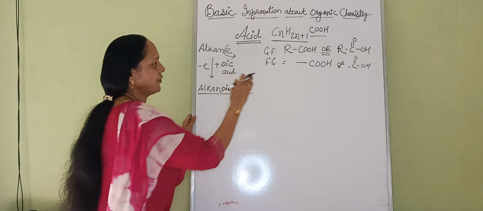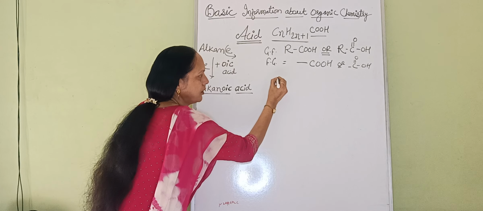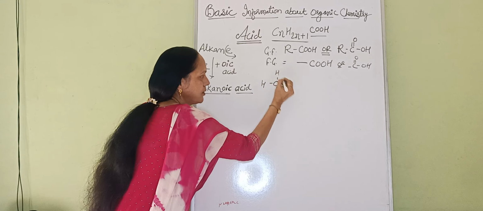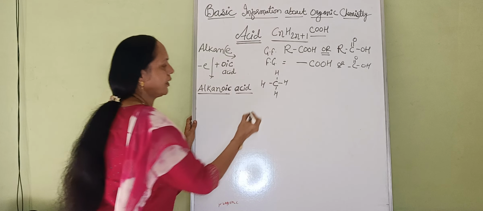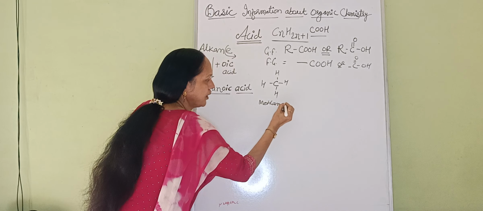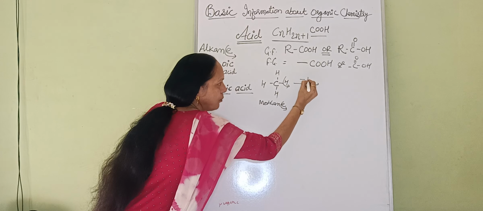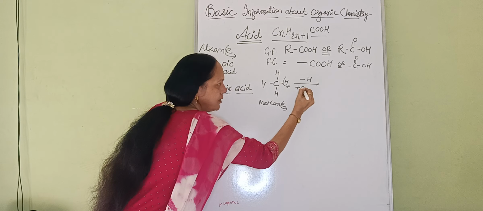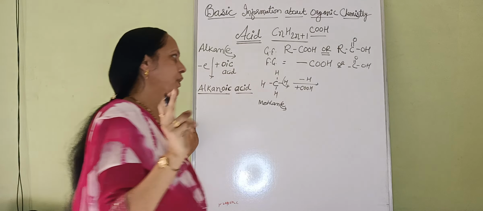So now suppose the first carbon. You already know this carbon has 4 free valencies. All 4 free valencies are satisfied by hydrogen, and that's why this compound is called methane. Now the E is replaced. We need to replace minus H and add the COOH group, which means the carboxylic group.